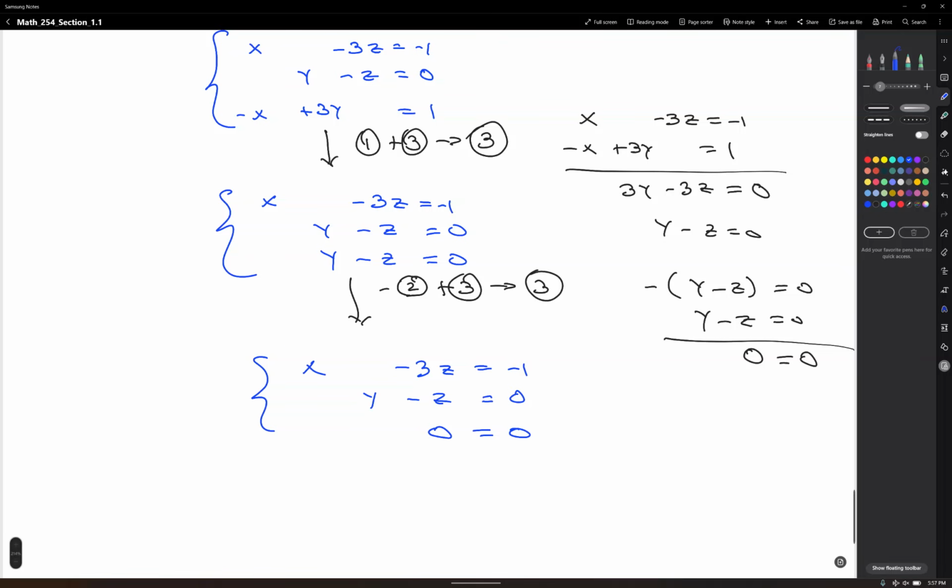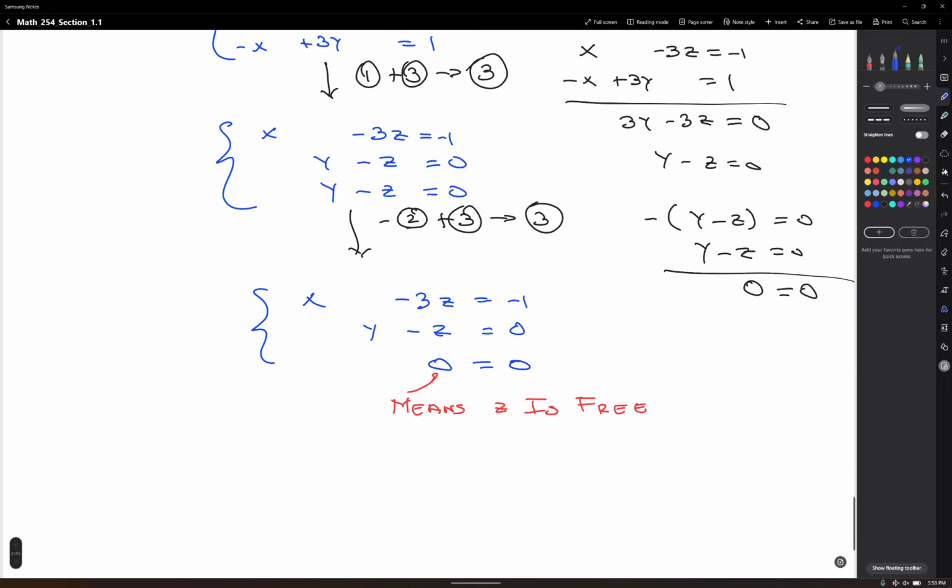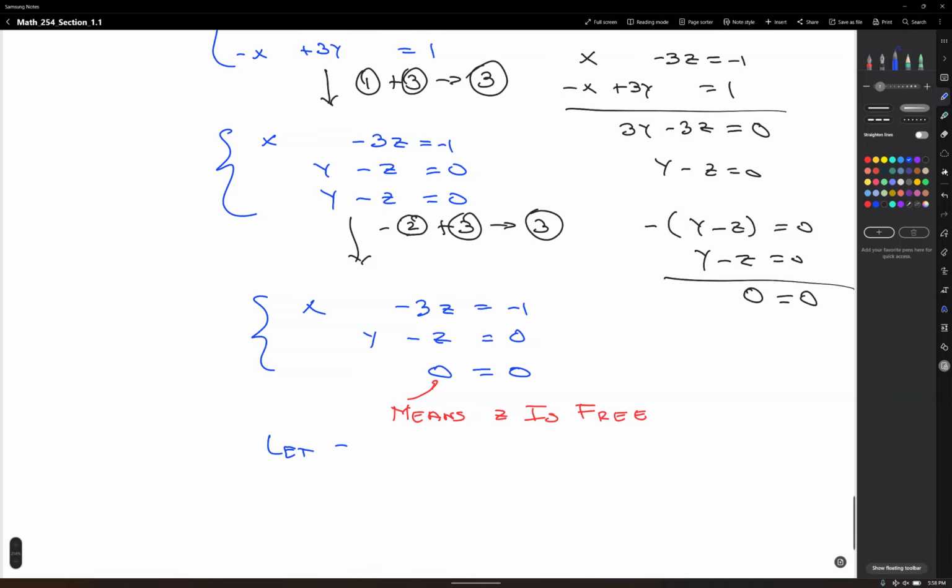Yes, the zero has to be there. So that means whenever there is a zero like this, where a z or a y or an x should be, that's your free variable. Let me write that down. It means z is free. So let z equal t. That's going to be our parameter.